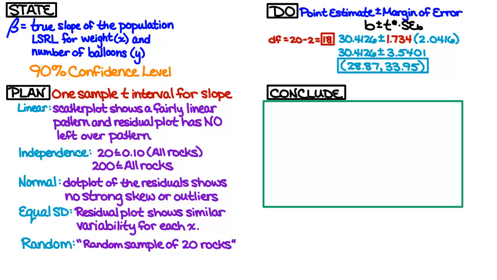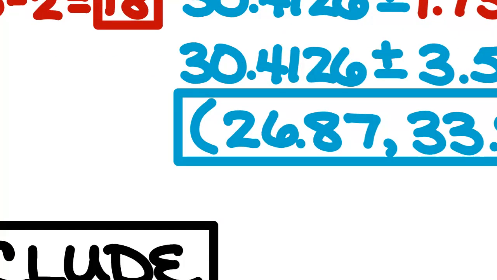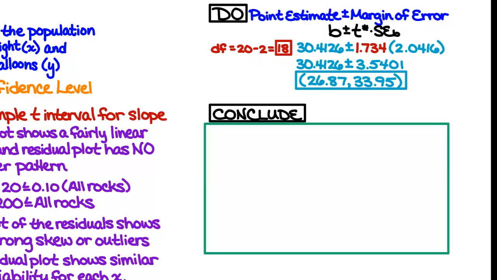How would we conclude something like this? Yep. Thank you. I wrote my number wrong. 26.87. Thank you for catching my mistake. 26.87 to 33.95.